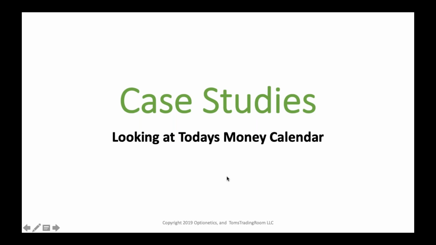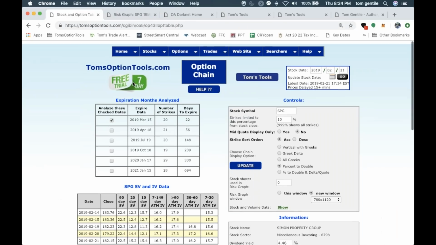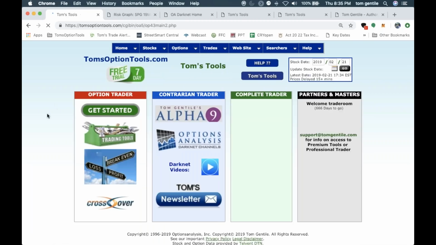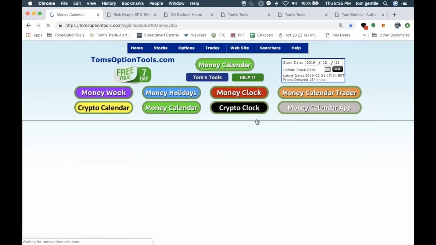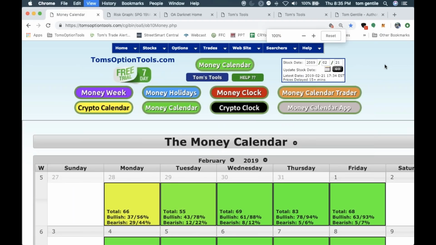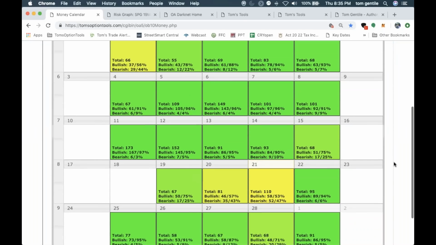So let's slide to the right. And let me go back to the top, and I'm actually going to go into Tom's Tools. I'll pop over to Money Calendar under our Complete Trader. You can see this is February. You know what? I got to dial this down a little bit. There we go. So what's today's date?